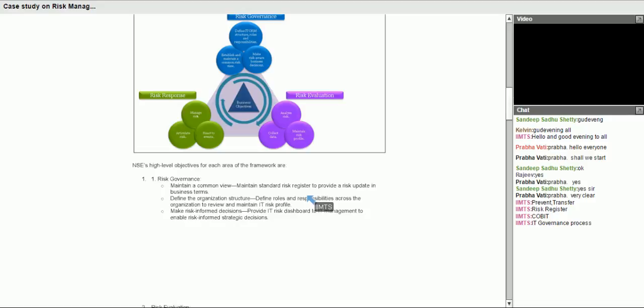So NSE's high-level objectives for each area of the framework are: risk governance, maintain a common view, maintain standard risk register to provide a risk update in business terms, define the organization structure, define roles and responsibilities across the organization, to review and maintain IT risk profile, then make risk-informed decisions, provide IT risk dashboard to IT management to enable risk-informed strategic decisions.